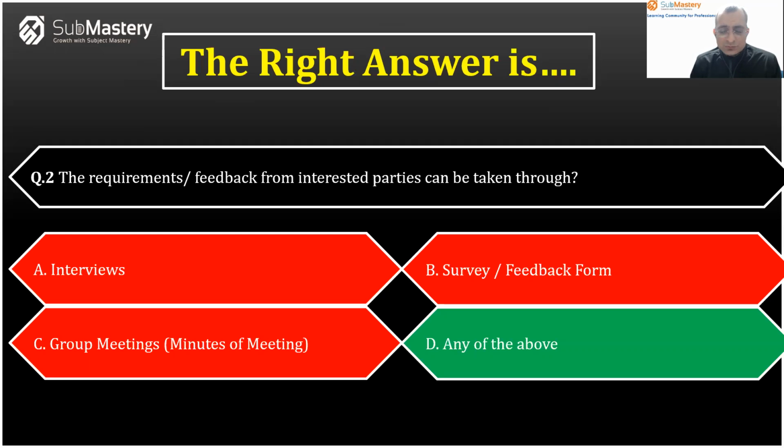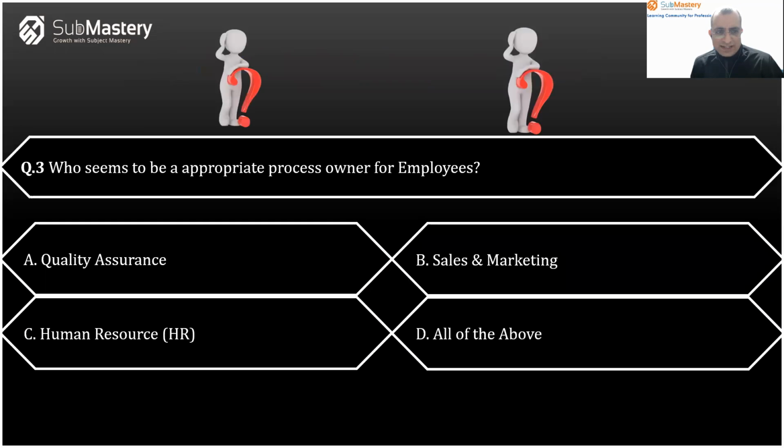So any of the above methods will be your best, but obviously survey is much desired, but you can have other methods also. Okay, so get ready for the next question. Question number three, who seems to be an appropriate process owner for employees?